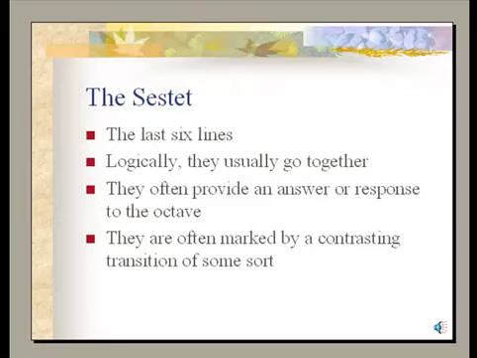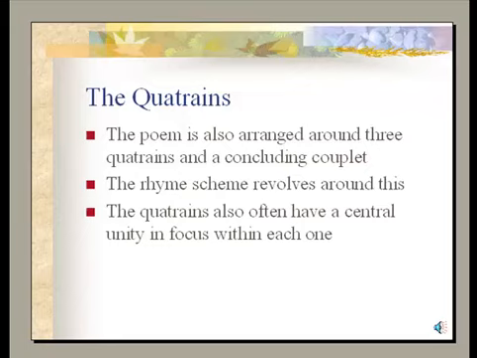So the sestet is the last 6 lines. Logically, they also fit together, and they often provide an answer or a response to the octave. And they are often marked by a contrasting transition of some sort, which you will see as we take the poem apart. The quatrains. The poem is also arranged around 3 quatrains, as I said earlier, and a concluding couplet. The rhyme scheme revolves around this, and the quatrains also have a central unity or a focus within each one. So you'll see as we go.